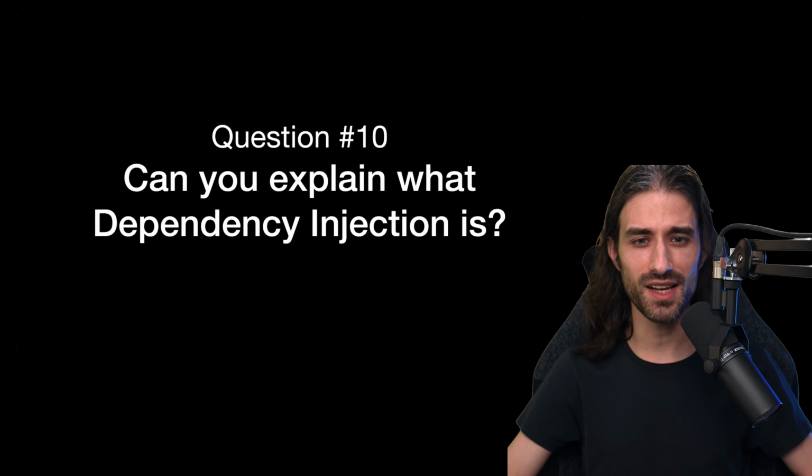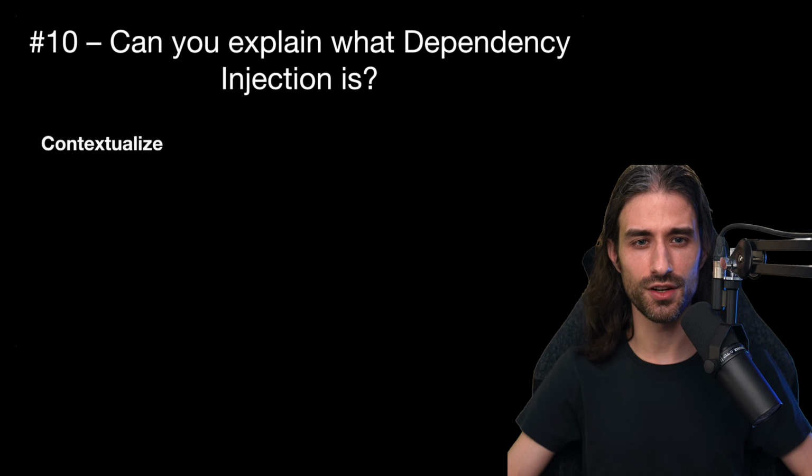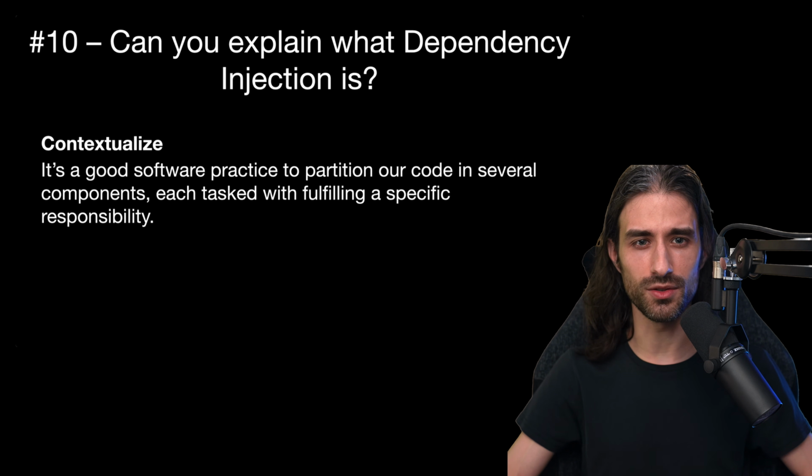So we've reached the last question of this training course. This one is all about architecture and design patterns, and the question is, can you explain what's dependency injection? As usual, let's answer the question using our framework. So we start by contextualizing the question, and we can contextualize by saying that it's a good software practice to partition our code in several components, each tasked with fulfilling a specific responsibility.